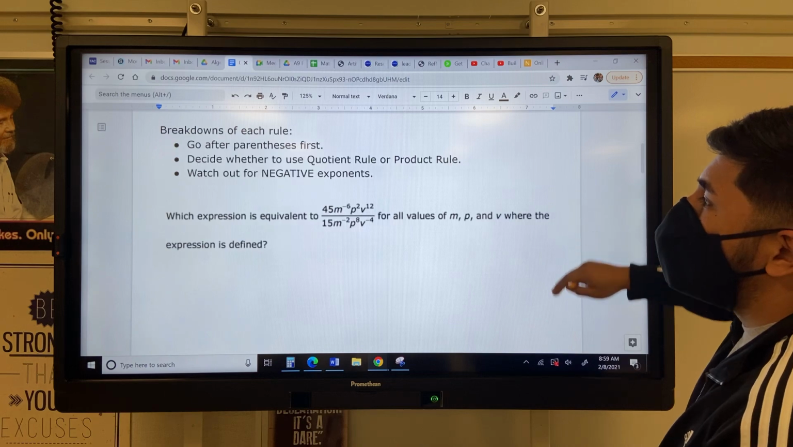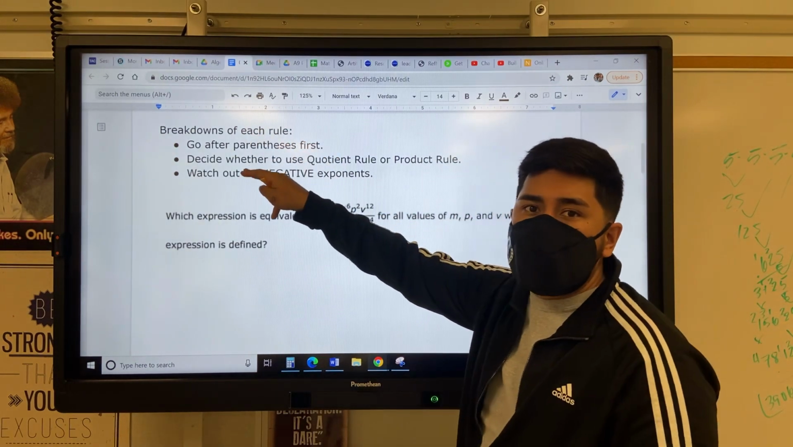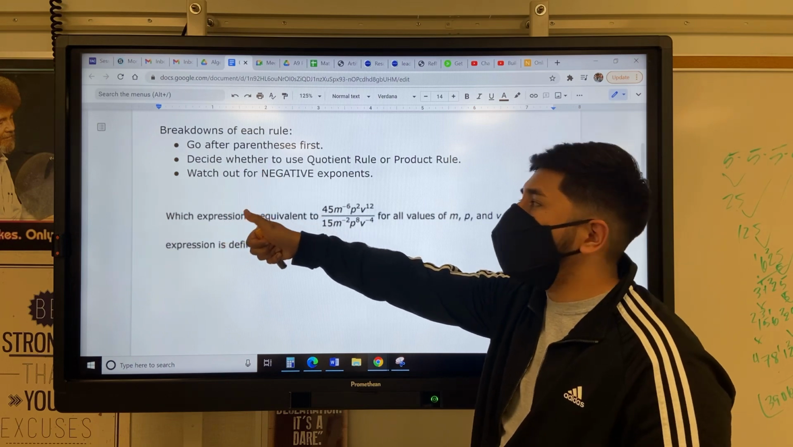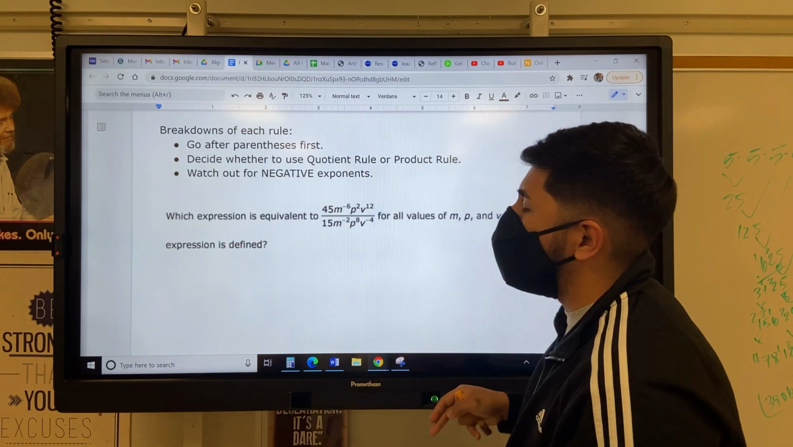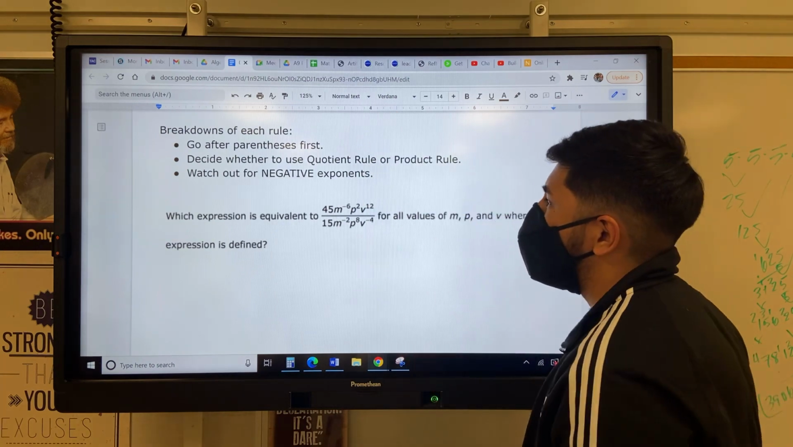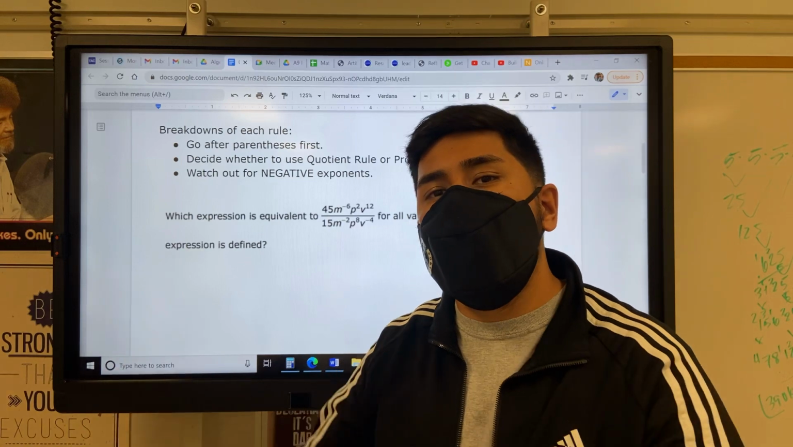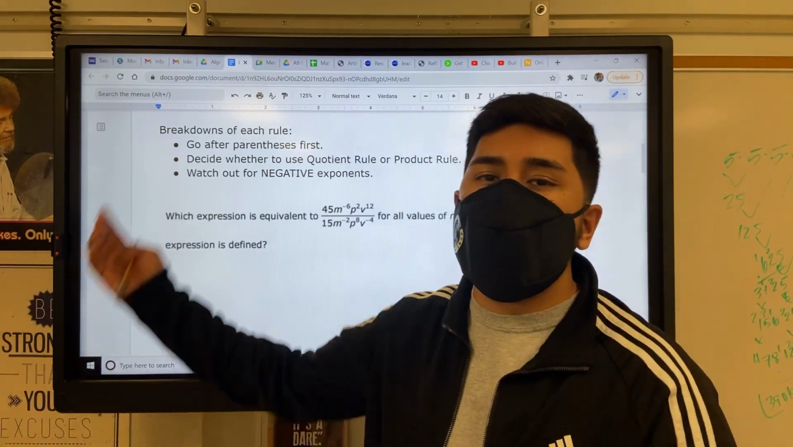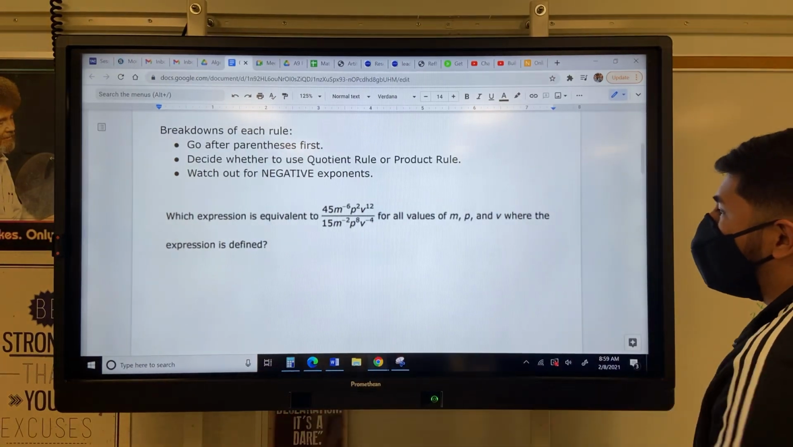Breakdowns of each rule. Make sure you go after the parentheses first, so you can do the power rule. After that, you need to decide, okay, am I doing the quotient or the product? Look at the rules that we just did. And watch out for negative exponents. Make sure, hey, I need to change it into a fraction, or it goes from bottom to top, top to bottom. First example.